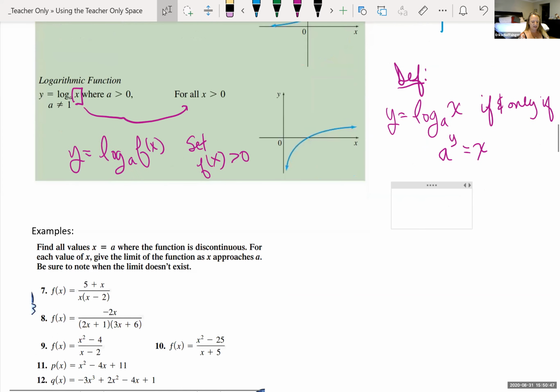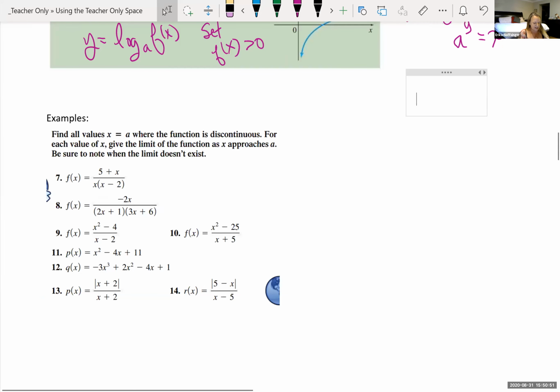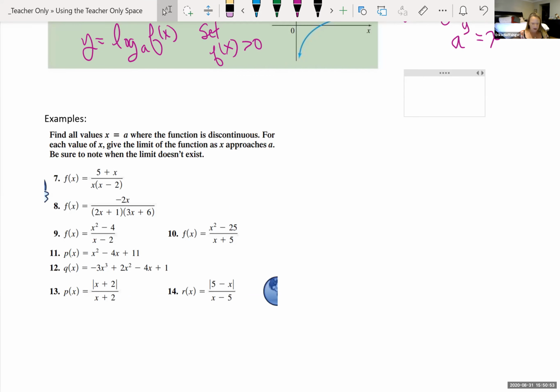Okay, so let's look at the following examples. And I'm not going to do all of them. This is just pulled from the text. So looking at, let's say, number 7. Find all values of x equals a where the function is discontinuous. For each value of x, give the limit of the function as x approaches a. Be sure to note when the limit does not exist.